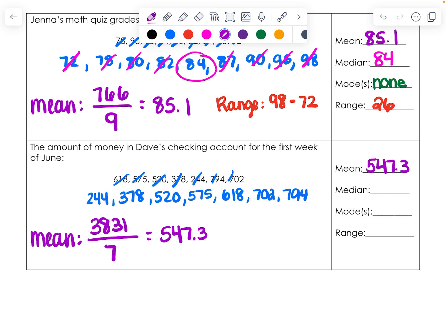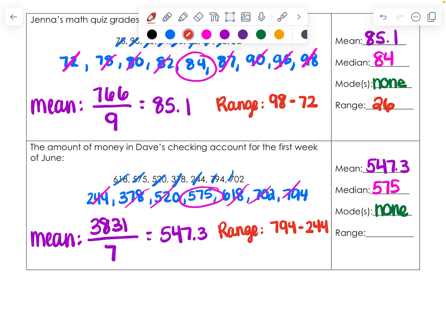All right, next I'm going to find my median by finding my middle value. That's what our median is. And that would be 575. My mode is the most common number. There is no most common number, so my mode does not exist. There is none. And my range is my largest number, which is 794, minus my smallest, which is 244. So 794 minus 244 gives me 550.